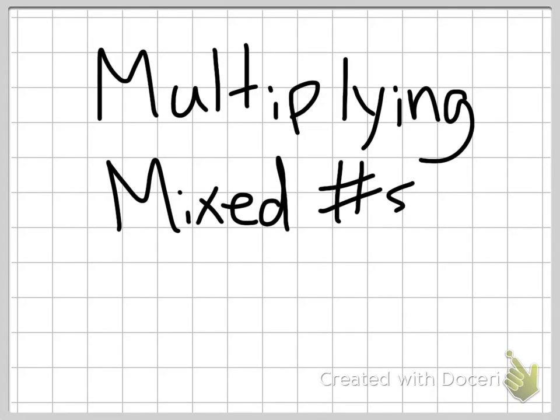All right, so right now we're going to be talking about multiplying mixed numbers. A mixed number is a fraction combined with a whole number. For example, 2 1/4 is a mixed number because it has a whole number combined with a fraction. Any whole number with a fraction is called a mixed number.